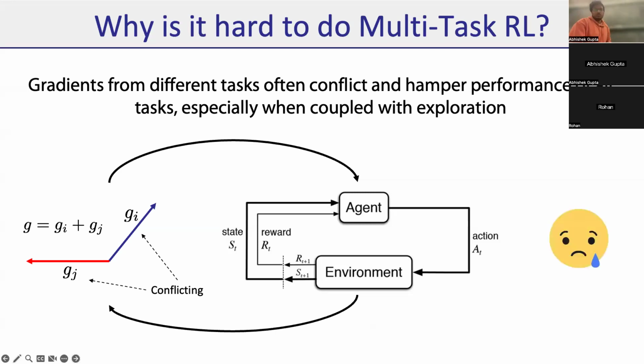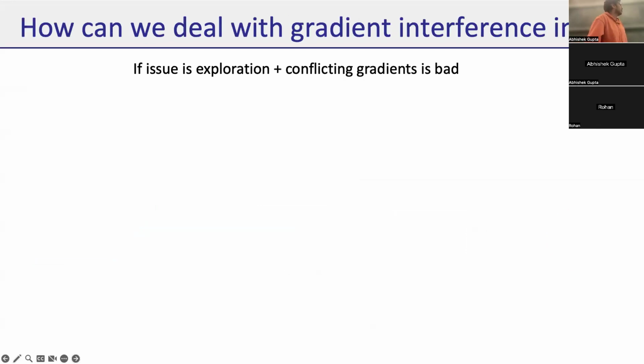Okay, so this is sad, and we need to develop good algorithms that can deal with this problem, because you can't get rid of the multitask problem, right? And so we need to ask the question: how do we deal with gradient interference in RL when we combine exploration and conflicting gradients, right? So yeah, how do we deal with it? What are some ideas?